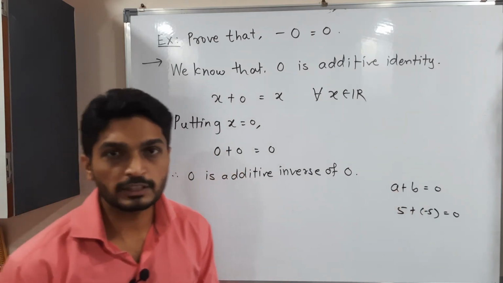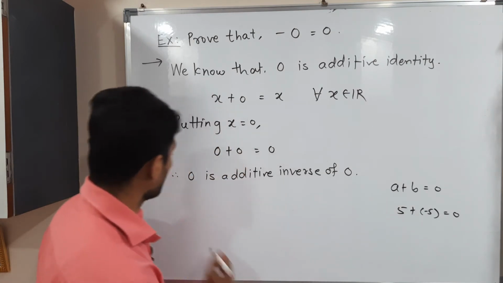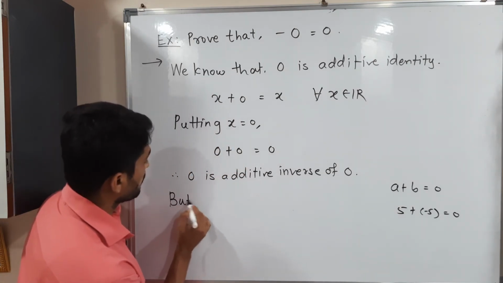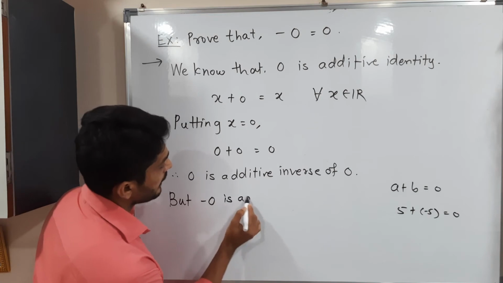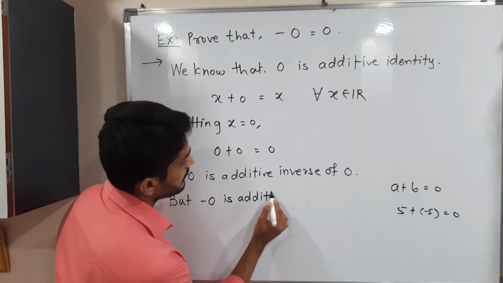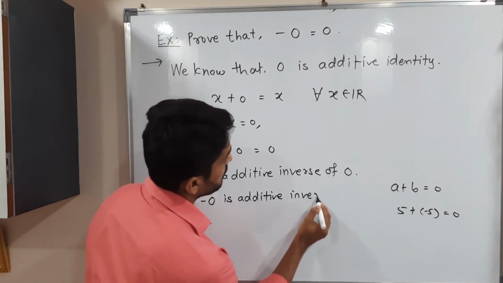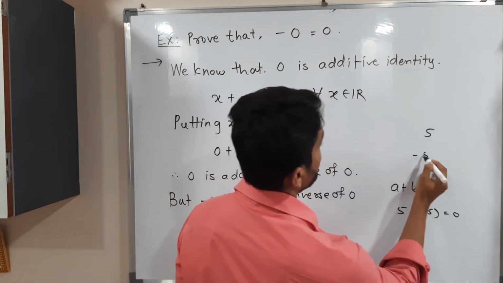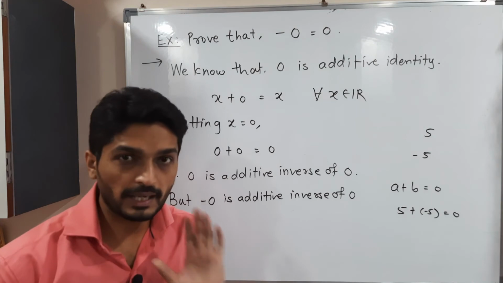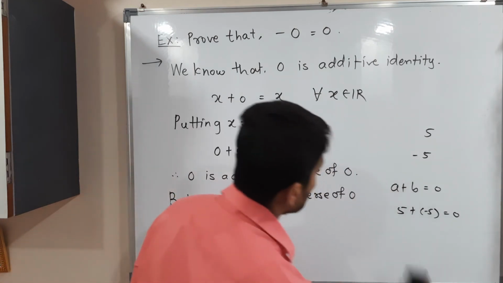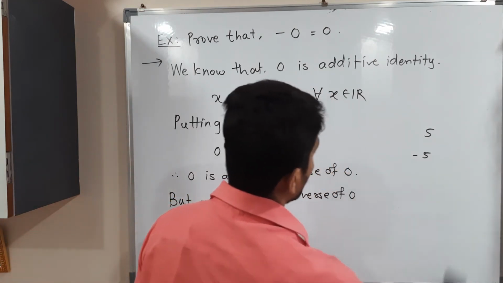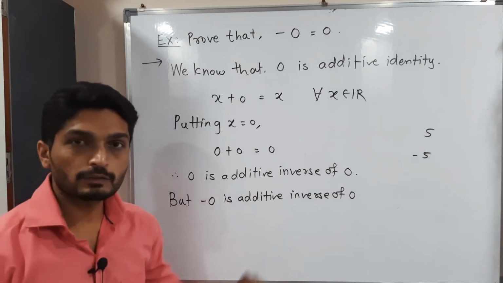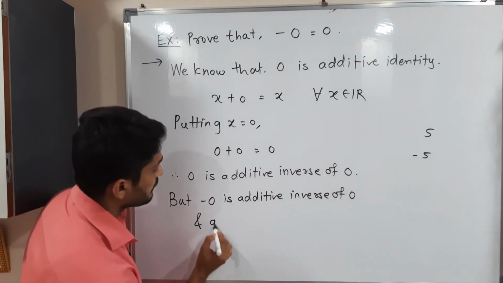By applying that logic I can say, but minus 0 is the additive inverse of 0. What is the additive inverse of 5? We say minus 5. That means simply we write minus in front of it and we call it the additive inverse. So therefore minus 0 is the additive inverse of 0, and the additive inverse is unique.